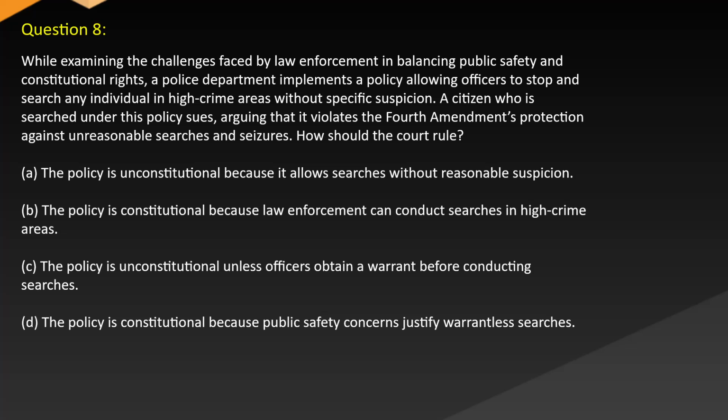A. The policy is unconstitutional because it allows searches without reasonable suspicion. B. The policy is constitutional because law enforcement can conduct searches in high-crime areas. C. The policy is unconstitutional unless officers obtain a warrant before conducting searches. D. The policy is constitutional because public safety concerns justify warrantless searches.